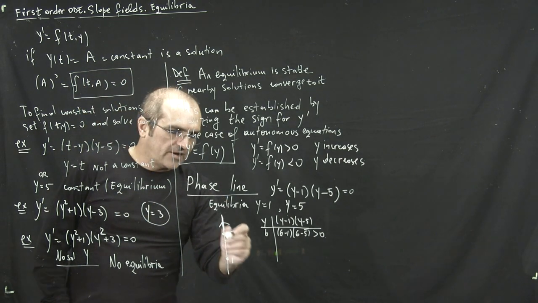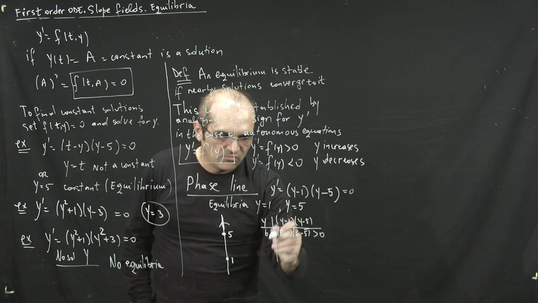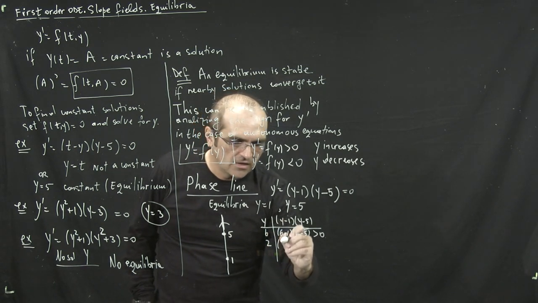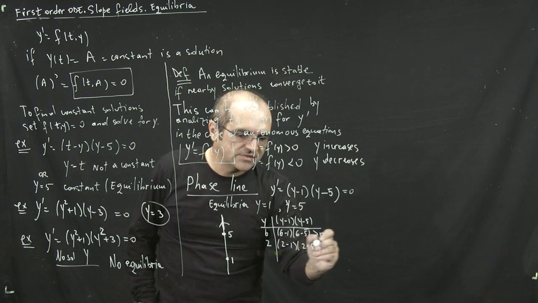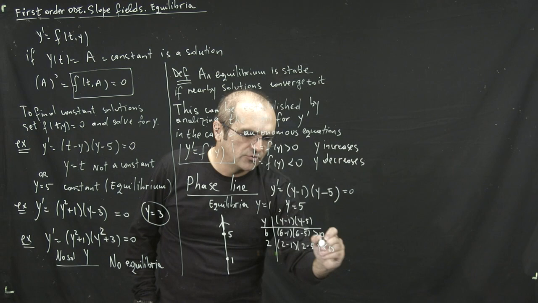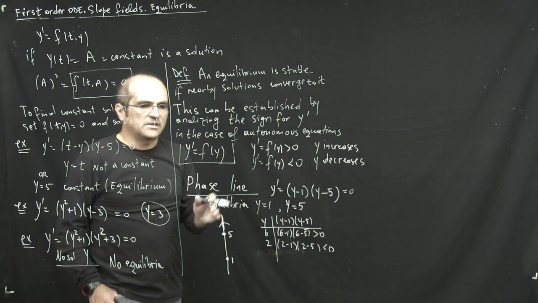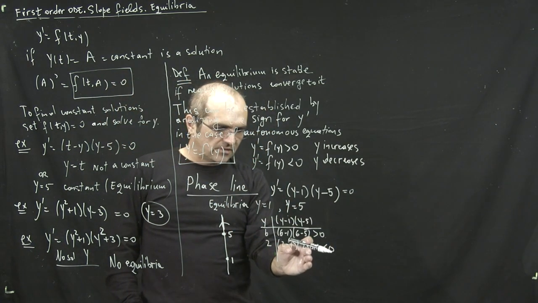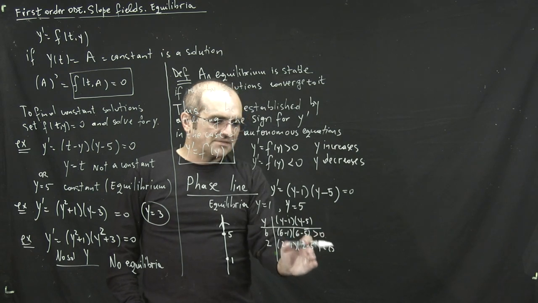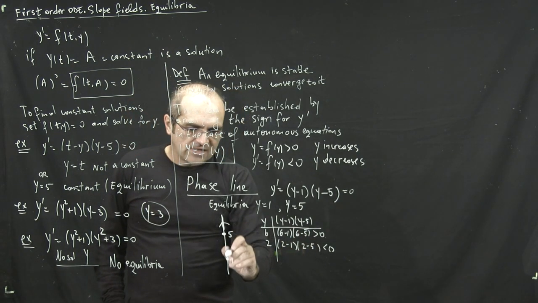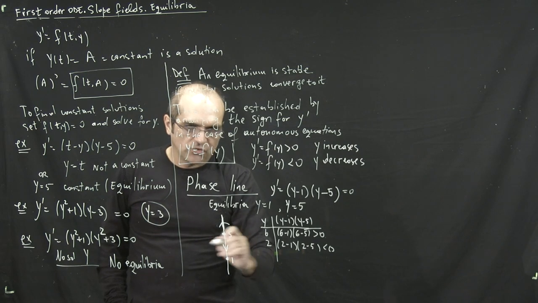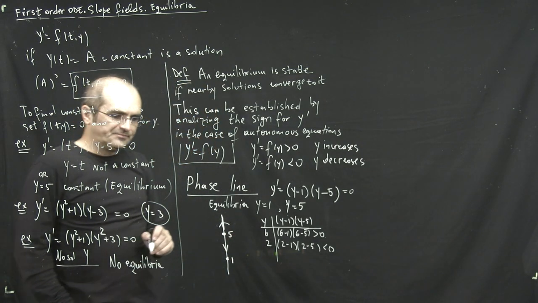Then in between 1 and 5, let's say I pick a test point, whatever you like, any number between 1 and 5 will do, let's say 2. I plug it into the y prime. 2 minus 1, 2 minus 5, that's a negative value. You don't need to find the exact value of what it is. In this case it's minus 3, but it doesn't matter. All you care about is the sign of the derivative. So if I start between 1 and 5, the solution decreases.